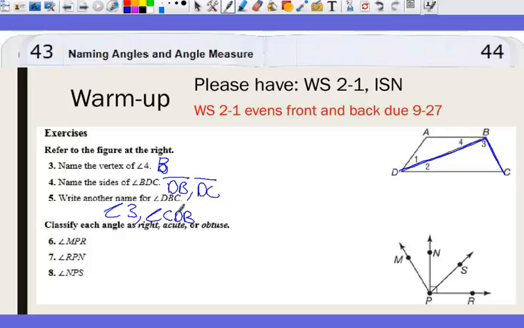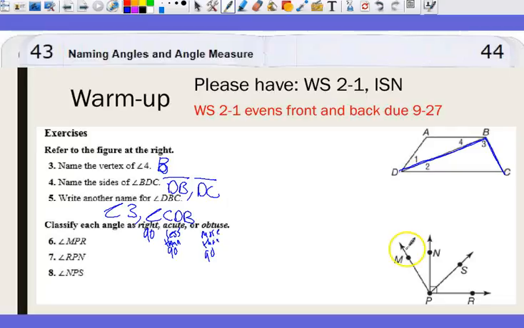Okay. So, a right angle. How many degrees is a right angle? Exactly 90 degrees. An acute angle is going to be less than 90. And an obtuse angle is going to be more than 90, but less than 180. I'm not going to worry about the last part. That rarely comes up.